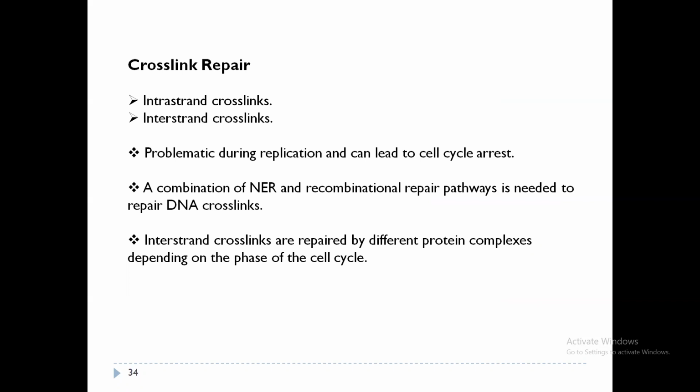Other mechanism of repair is the crosslink repair. So during DNA damage, a crosslink can be formed between DNA and protein or between the strands of the DNA. It can be intra-strand crosslink or inter-strand crosslinks. So this is problematic during replication and can lead to cell cycle arrest. A combination of nucleotide excision repair and recombination repair pathways is needed to repair DNA crosslinks. Inter-strand crosslinks are repaired by different protein complexes depending on the phase of the cell cycle.